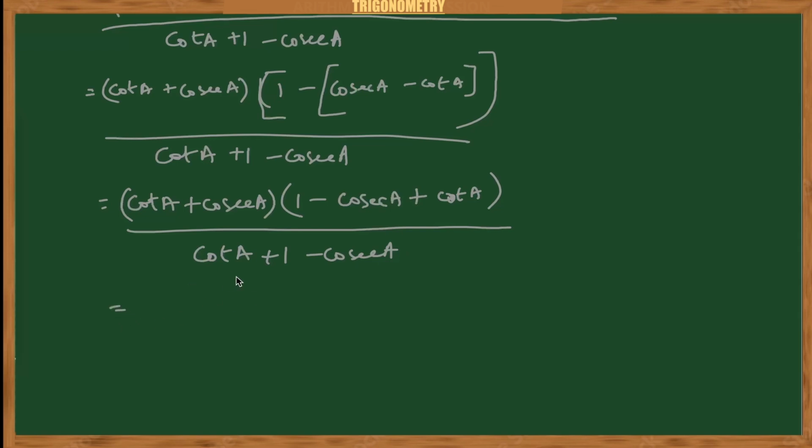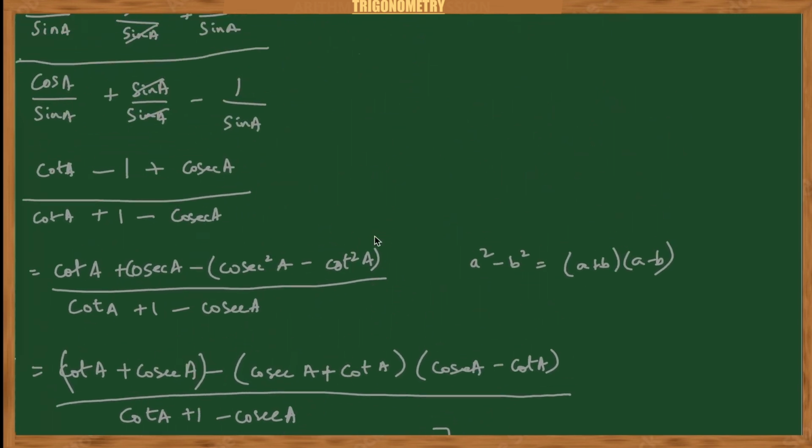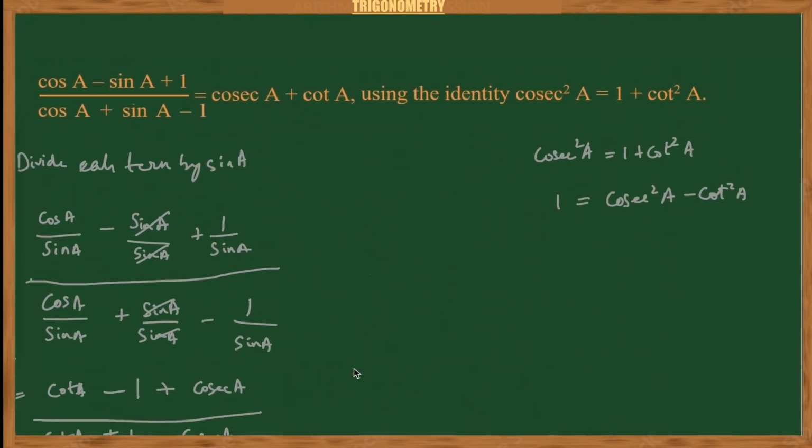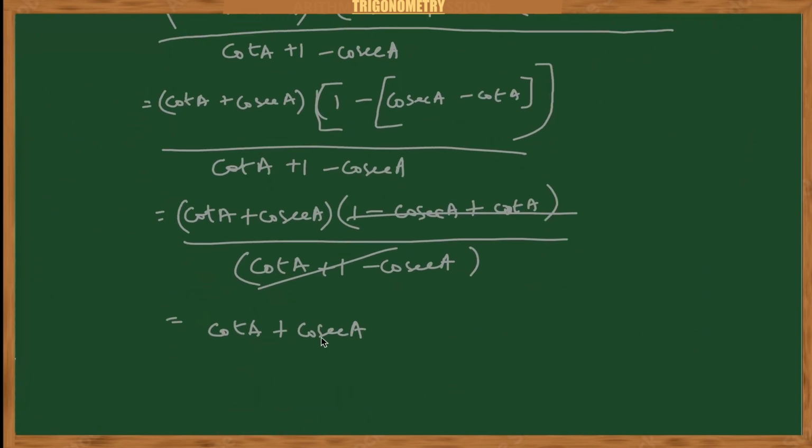Can this be further simplified? Let's see. 1 minus cosecant A plus cot A. So numerator and denominator we have the same, 1 minus cosecant A plus cot A. So we can divide this, and the remaining will be cot A plus cosecant A. So this is the one which we were looking for on the right hand side, cosecant A plus cot A. Hope this is clear, students.